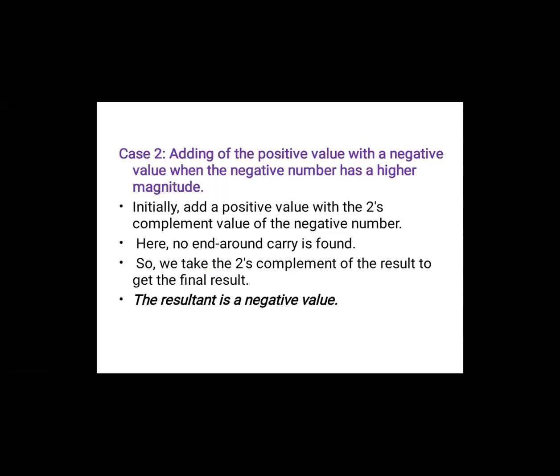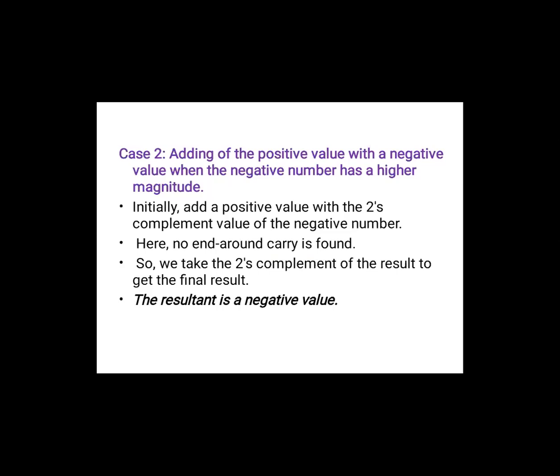So what we do is initially add the positive value with the two's complement of the negative number. Whichever is the negative number, whether we are subtracting or adding a negative number, we always start with that. You find the two's complement of that number and then add it to the positive number. Obviously, since you are adding a negative number which has more value, you will not get a carry in this case because the number is more negative.